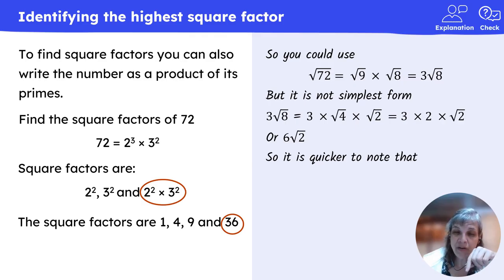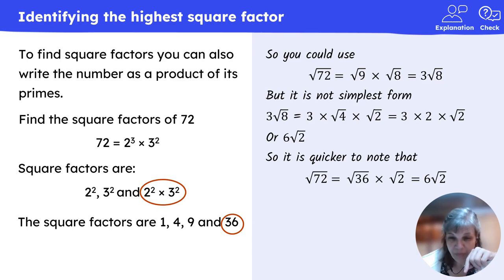So it would be quicker to note that 72, the root of 72, could be root 36 times root 2, which then directly gets you to that 6 root 2. You come up with the same answer, you just use less steps.